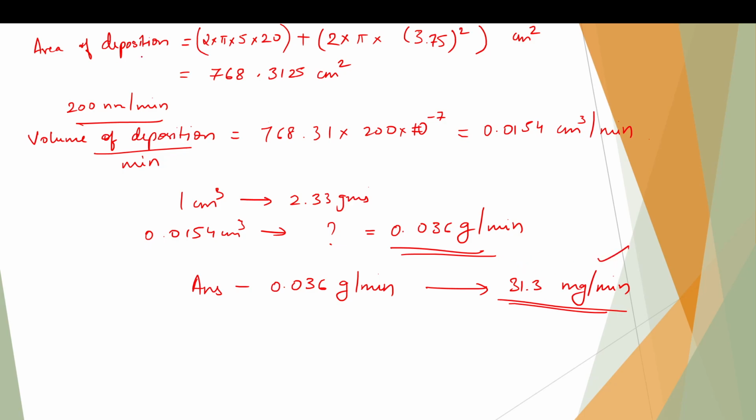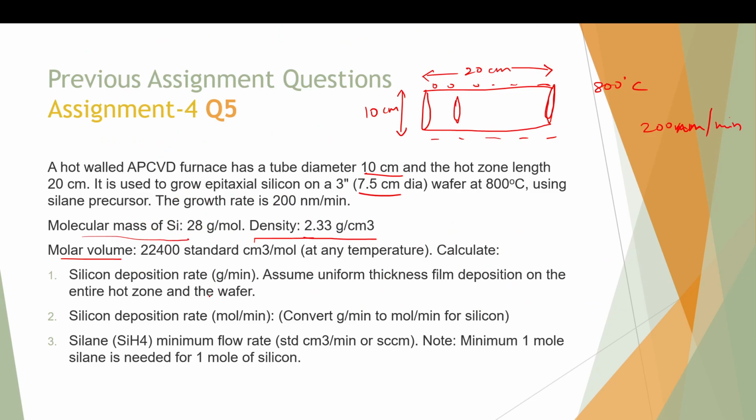So what we did, we first calculated the area of deposition, then we found out the volume of silicon deposited in 1 minute by using the rate of deposition, and then using the density we can find out how many grams of silicon were deposited in 1 minute.